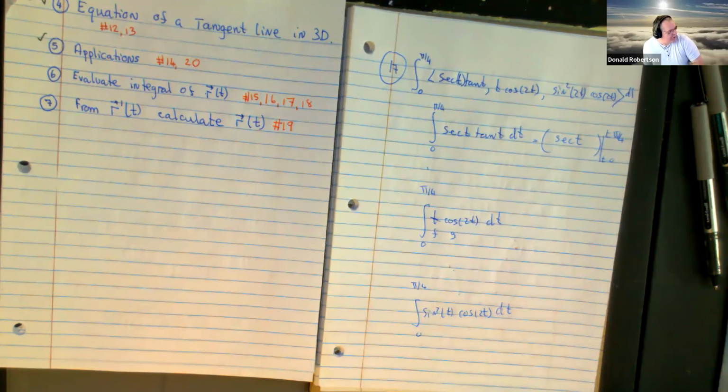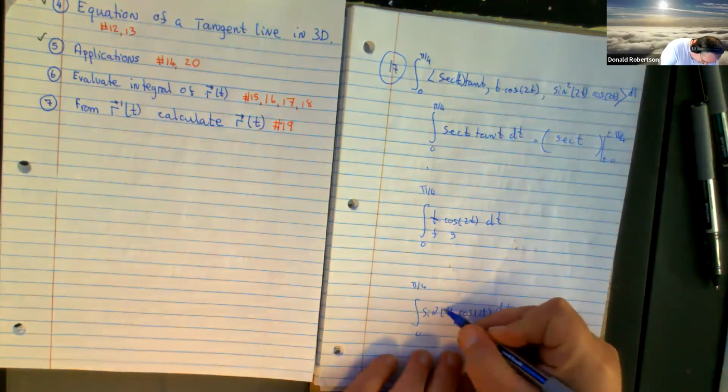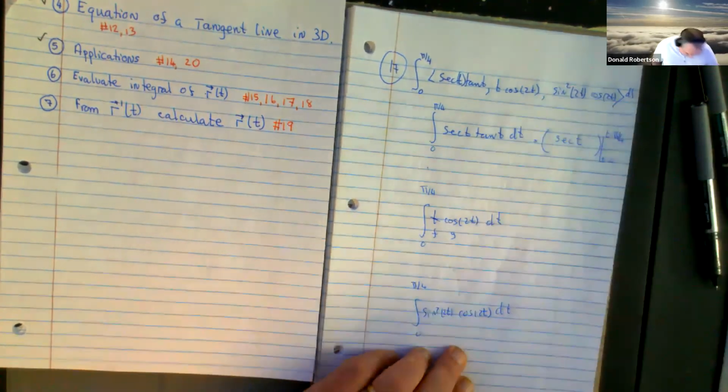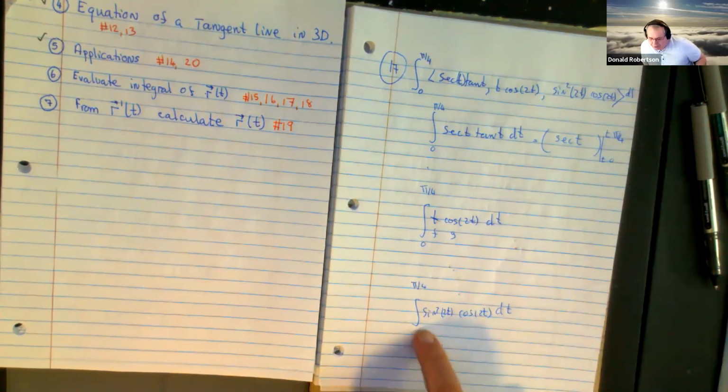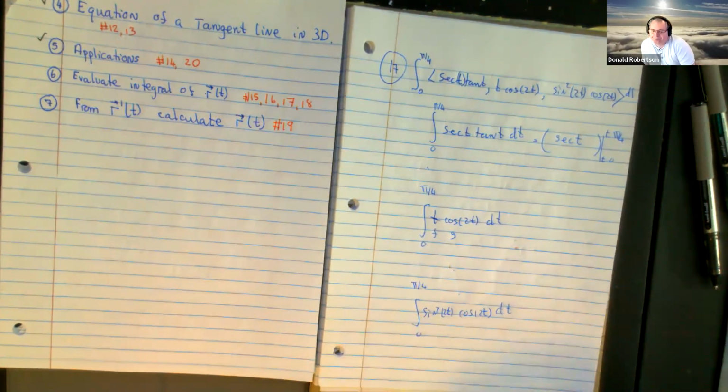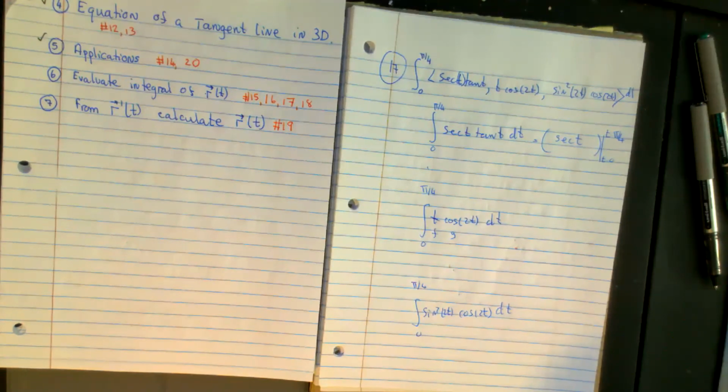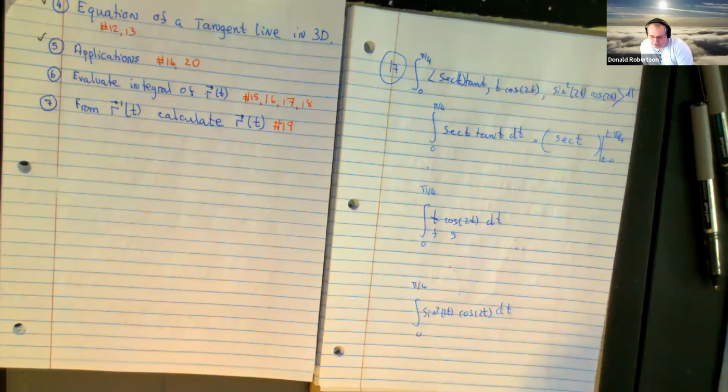How would you solve sine squared 2t cosine 2t? What method would you use to solve this one? I would suggest u subs. All right, Viet suggesting a u sub. I agree. Someone else tell me what u sub would work.